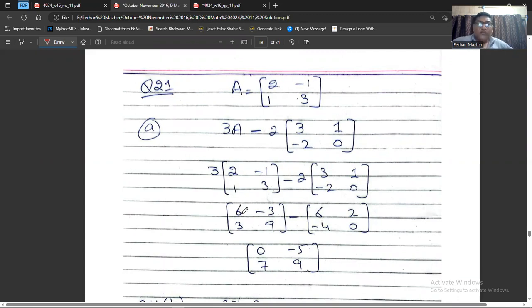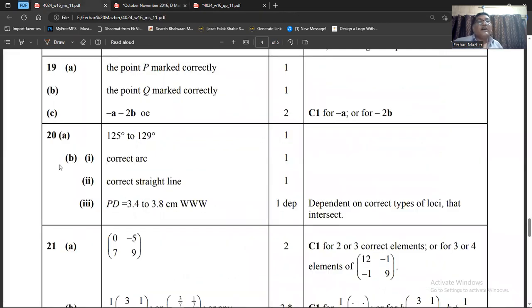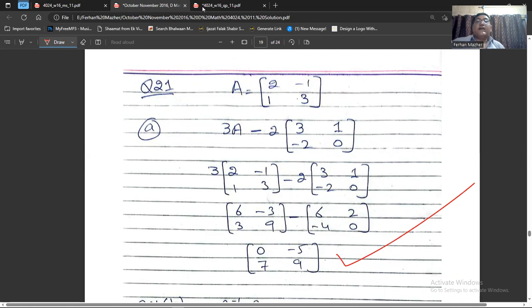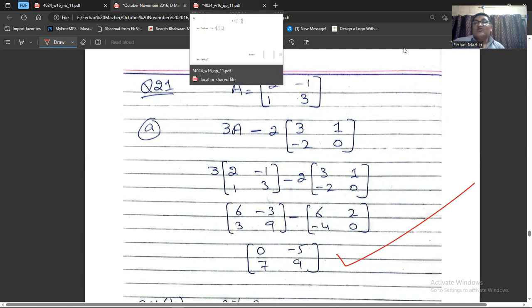So you will have 6, minus 3, 3, 9. Minus will remain outside. This 2 will go inside: 6, 2, minus 4, 0. 6 minus 6, it will be 0. Minus 3 minus 2, it will be minus 5. 3 minus minus 4, it will become 3 plus 4, that will be 7. 9 minus 0, that will be 9. This is my answer: 0, minus 5, 7, 9. This is the right answer, sir. This is the solution of that question.